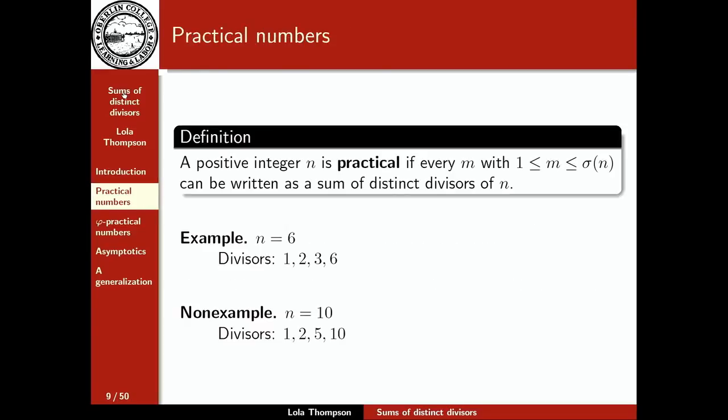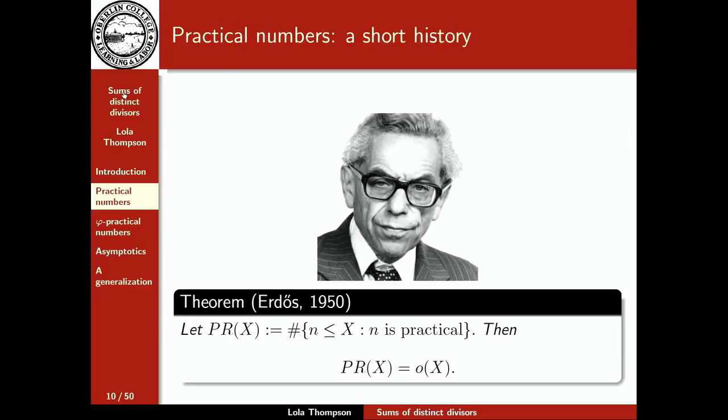Okay, so we'll say that an integer n is called practical if every number between 1 and sigma of n can be written as a sum of distinct divisors of n. And we can all see very easily that 6 is practical. If we write out the divisors, you see we can make all the numbers between 1 and 6. 10 is not practical. We can see that 4 and 9 both can't be written as sums of those divisors.